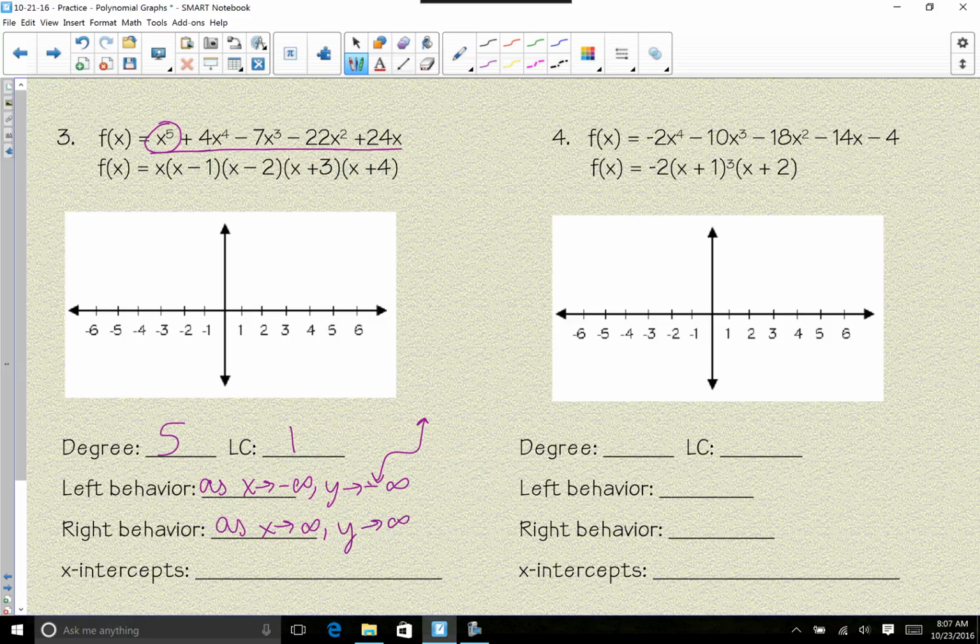So this time I'm going to find my intercepts, and I'm noticing my degree was 5, so that means I'm going to have 5 solutions, right?